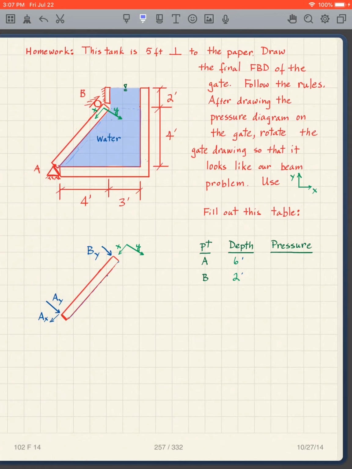Okay, here's another one. Now the gate is tilted a little bit. Well, how does that change things? Again, it's 5 feet perpendicular to the paper, so we're taking another dimension there. And I want you to draw the final free body diagram of the gate. Now in this case, again, we have a hinge and a roller, so it's different than the previous one. So this one will be in equilibrium.